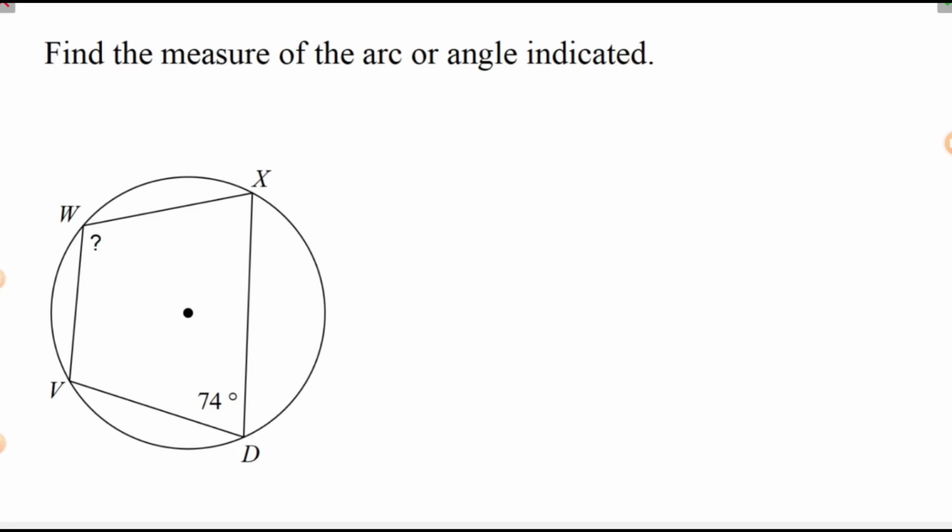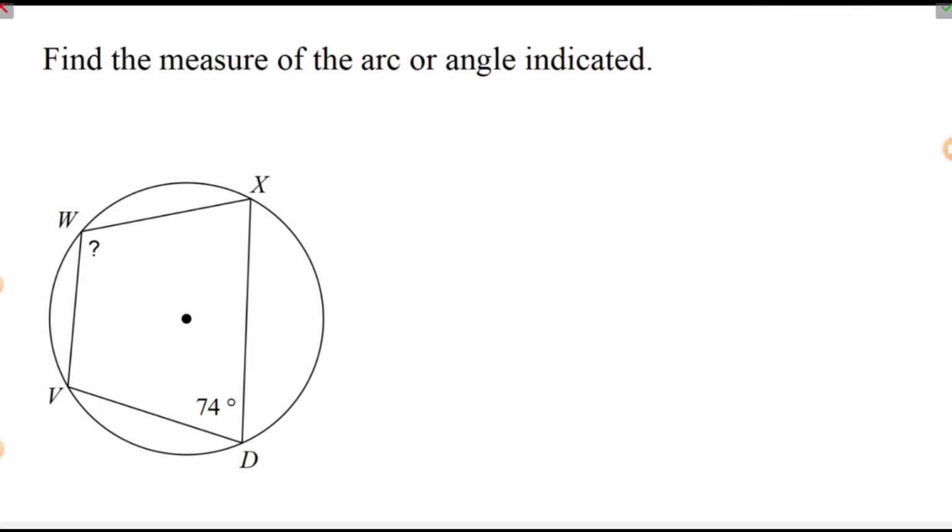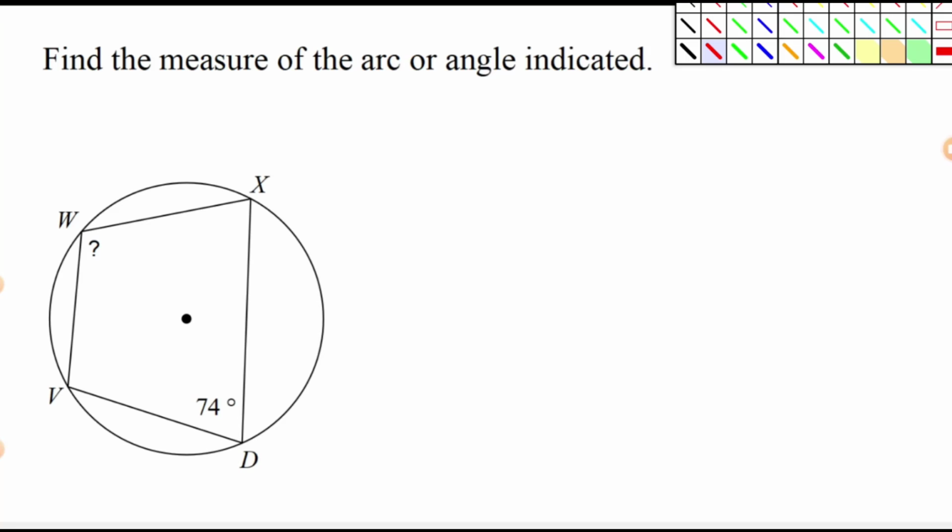Should be just a slam dunk now that we completed our proof. So it says find the measure of the arc indicated. What we're trying to figure out is the measure of this arc right here. So what is the measure of this angle? Well, what do you see here? I see a quadrilateral, and I see the opposite angles are listed here. So I see one angle here, and I see this other angle here.